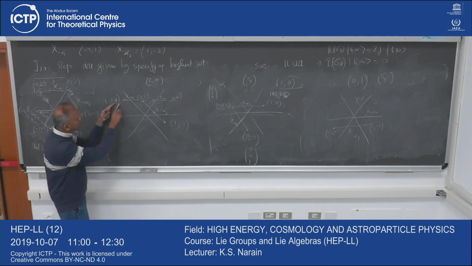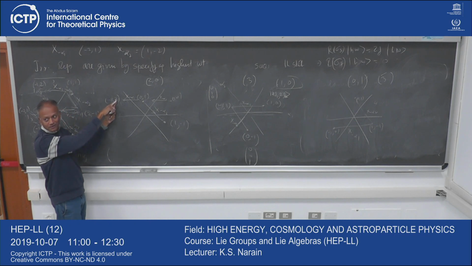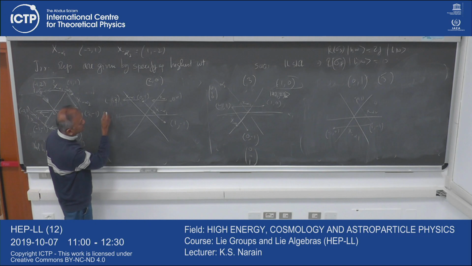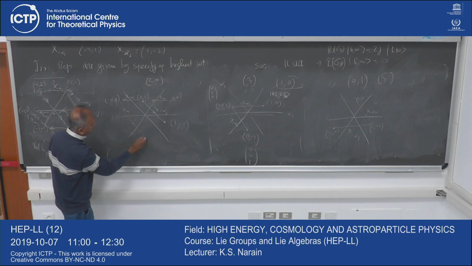Okay. Now here, let's look at this. This is a triplet because this number is 2. So it's a triplet. So I can apply it 2 times. So once I will get something like this here, x minus alpha 2, and then another time, x minus alpha 2 again.